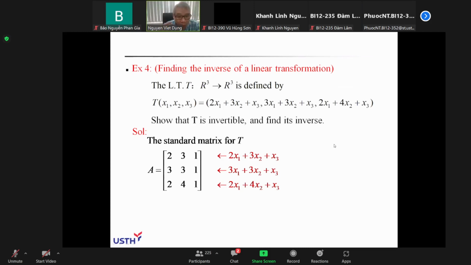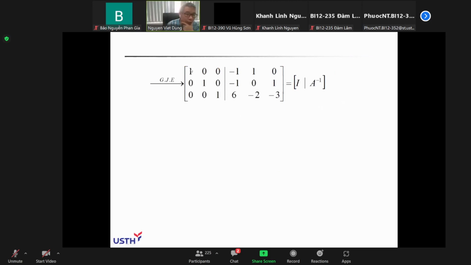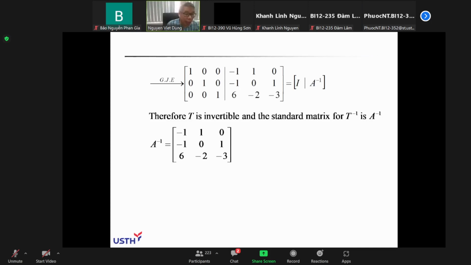Next, we need to find A inverse by using the Gauss-Jordan method. If you can find it, then T is invertible. If you cannot find it, you say that T is not invertible. So here is a way to do it. We write A here, and on the right-hand side of A, we write the identity. Now we apply Gauss-Jordan elimination. We can change the first part into the identity. Then the second part here is A inverse. It means that T is an invertible transformation, and the standard matrix for T inverse is A inverse, and the A inverse we found it here already.